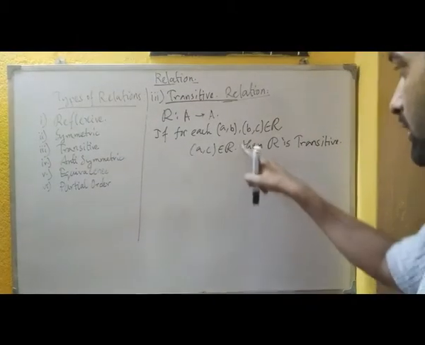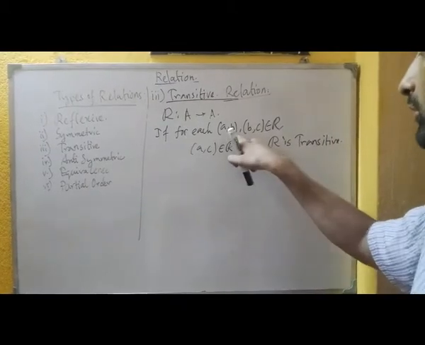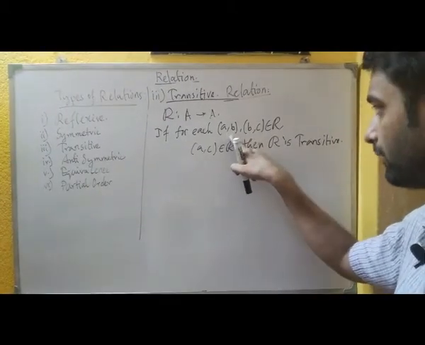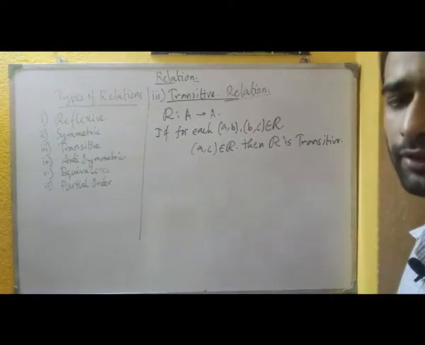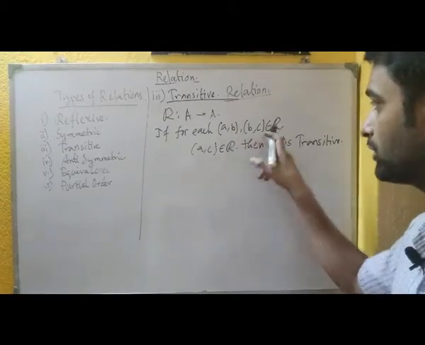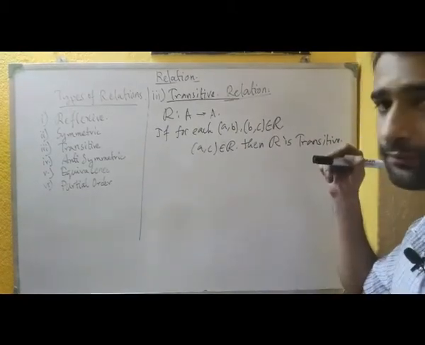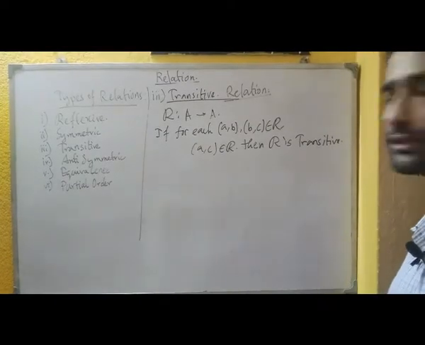Somehow the relation is being transited from a to b, then b to c. So basically, we say if a and b are related and b and c are related, so a and c will be also related. So somehow the relation is transited from a to c via b. So that's why this kind of relations are called transitive relations.